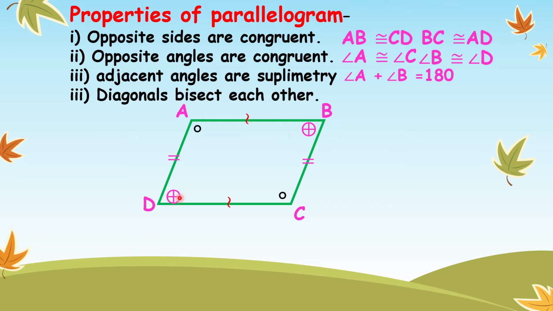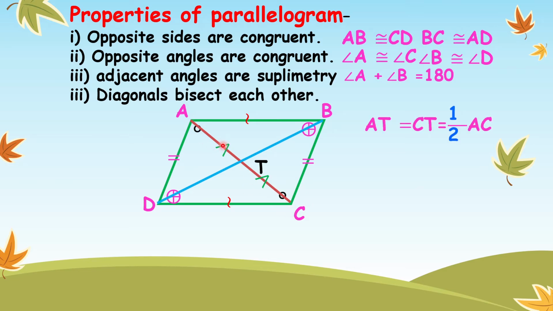Now, diagonals bisect each other. Here diagonal AC and diagonal BD intersect at point T. So point T divides the diagonal AC into two parts. The first part is AT and the second part is TC. These two parts are equal and half of the diagonal AC. So AT is equal to CT is equal to 1/2 AC. Similarly, this point T divides the diagonal BD into two equal parts. The first part is DT and the second part is BT, and these two parts are half of BD. Therefore, BT is equal to DT is equal to 1/2 BD.